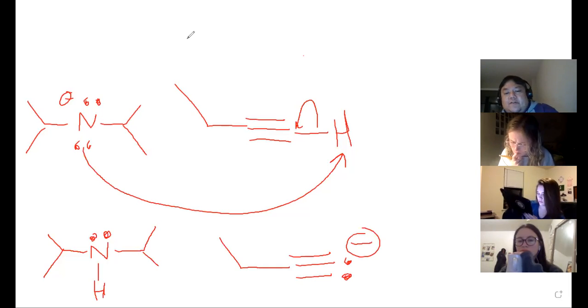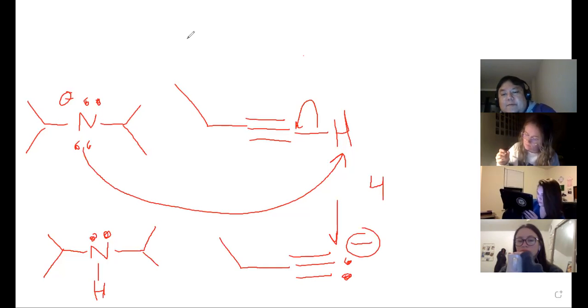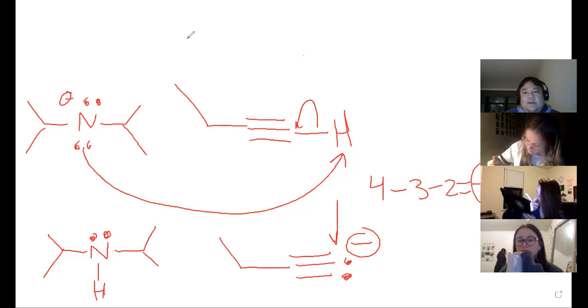And just to be sure, this is a carbon. Carbon has 4 valence electrons. It has 3 bonds and 2 lone pair electrons. That equals -1. That's the formal charge calculation, so that should be -1. Does that make sense? Yes.